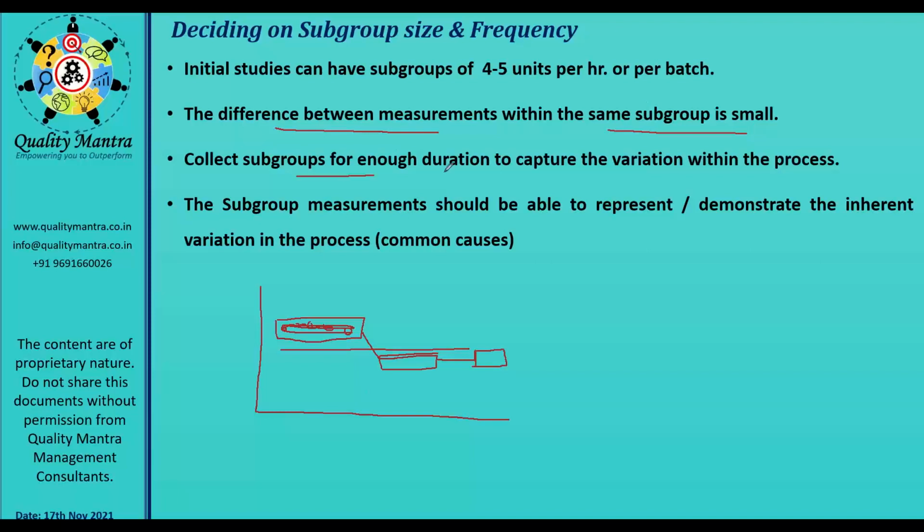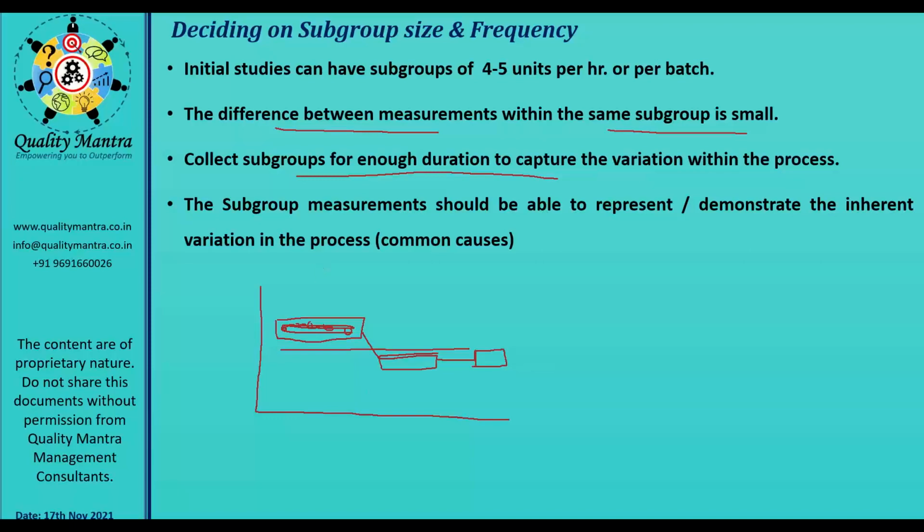You need to collect the data of subgroups to capture the total variation. It is not just 1 hour or 2 hours of data; you select 5 subgroups, 10 subgroups. You need to collect the data of so many subgroups. It indicates the total variation within your process.